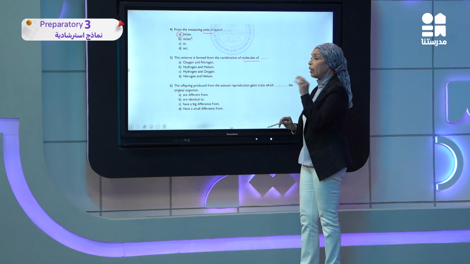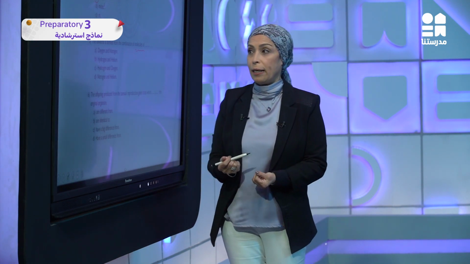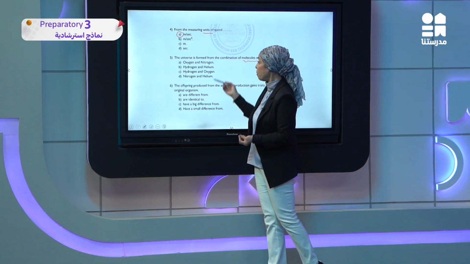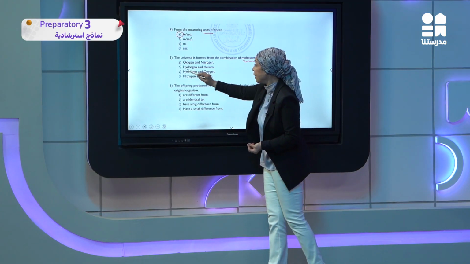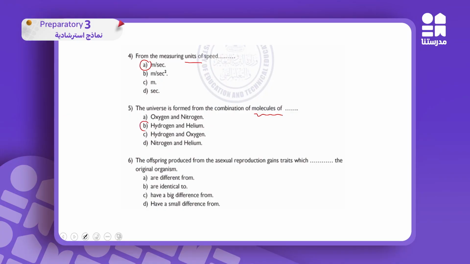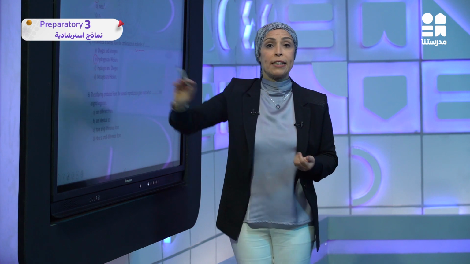The universe is formed from the combination of molecules of what? You know, all of you, that the first molecule that appeared at the beginning of the formation of the universe is hydrogen and helium. So I will search for hydrogen and helium. So it's the second choice here, hydrogen and helium. We remember that the hydrogen is 75% and helium is 25%.